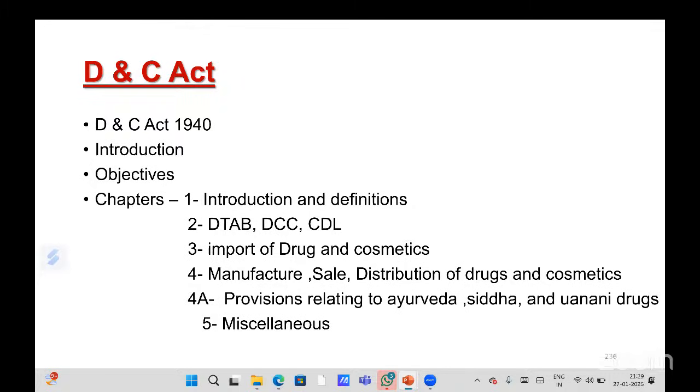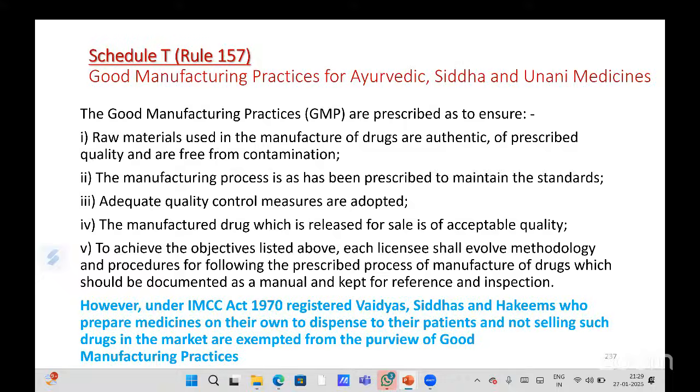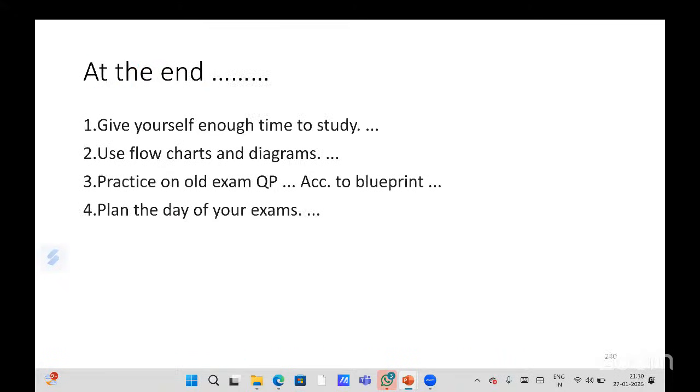It is a little bit hurried and many topics have been missed, because it is very difficult to conclude all the topics within 1.5 or 1 hour. So at the end, I suggest you give yourself enough time to study.